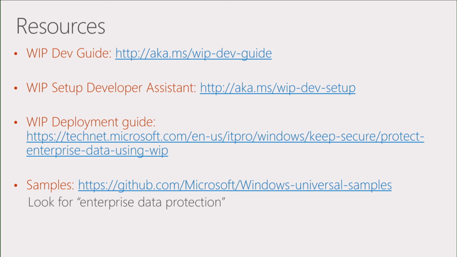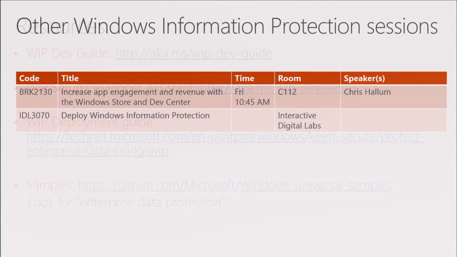The WIP Deployment Guide has been out since Build 2015, so around March. It's very thorough. So if you want to get your trial Intune account and go and set up an environment to test, that's how you can do it. And all of our samples for this are in GitHub. They are in the Universal Samples section, and you can just go to town, put that into Visual Studio.